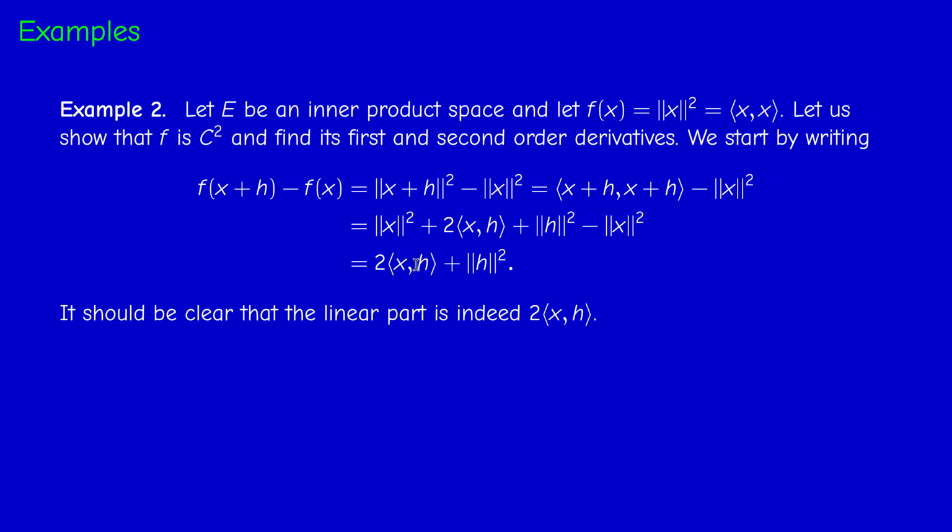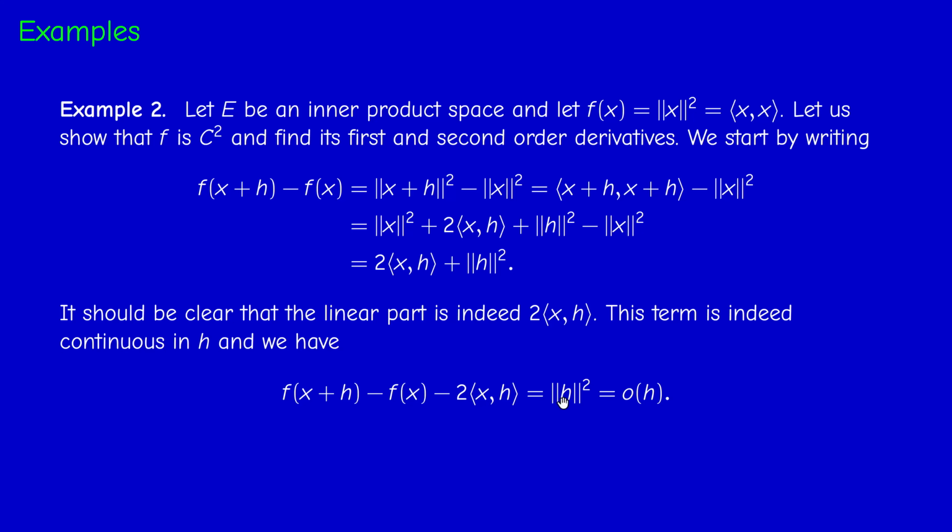So when we subtract this linear term, we get an error, which is the norm of h squared, which is indeed small o of h, because when we divide by the norm of h, we get the norm of h, and this tends to 0.